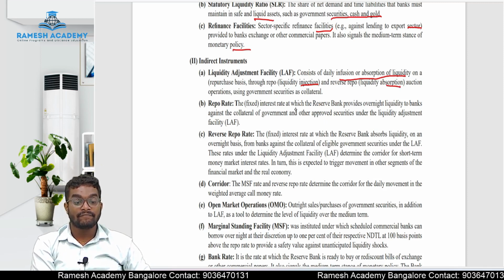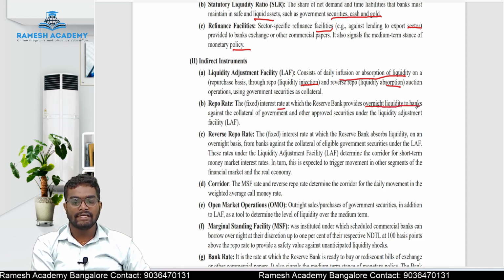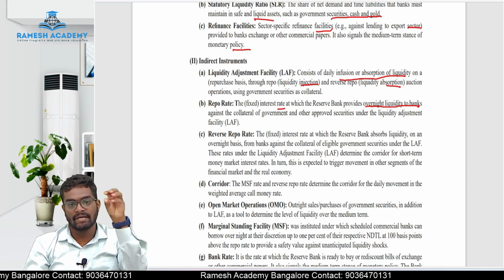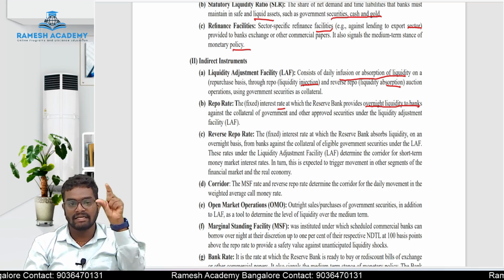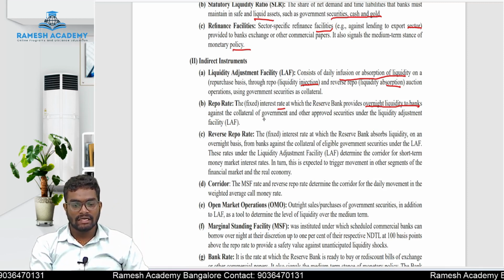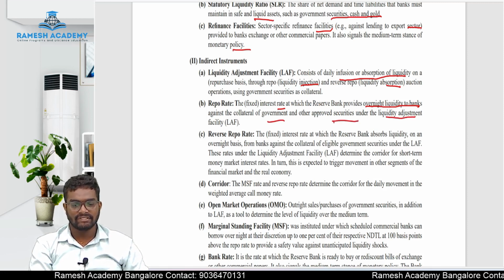The repo rate is the fixed interest rate at which the RBI provides overnight liquidity to the bank. So if a bank wants some amount, it will approach the RBI. RBI will give the funds and charge an interest rate that is known as repo rate, against the collateral of government or other approved securities under the liquidity adjustment facility.